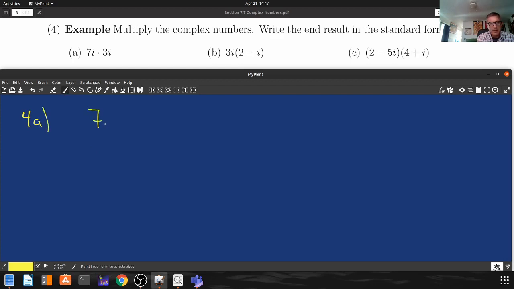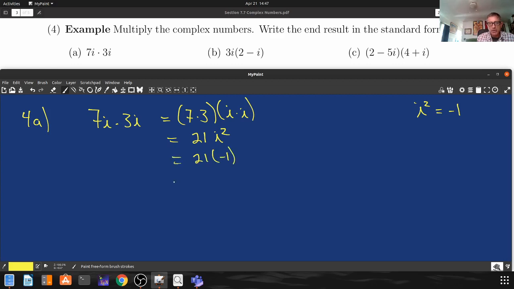So 7i times 3i. You'd group together like terms. 7 and 3 are real numbers. Then I multiply i times i. So 7 times 3 is 21 times i squared. But recall, i squared is equal to minus 1. So this is 21 times minus 1, which we usually write as minus 21.